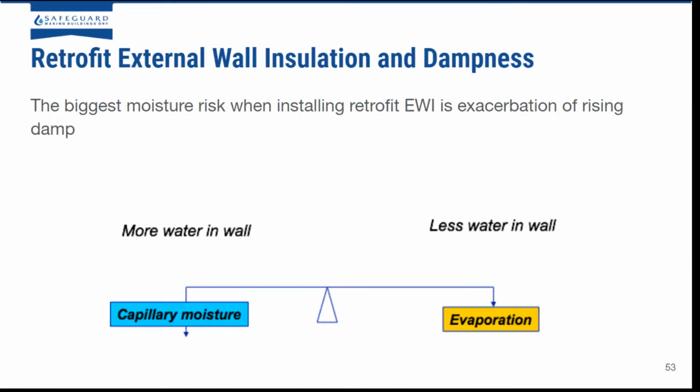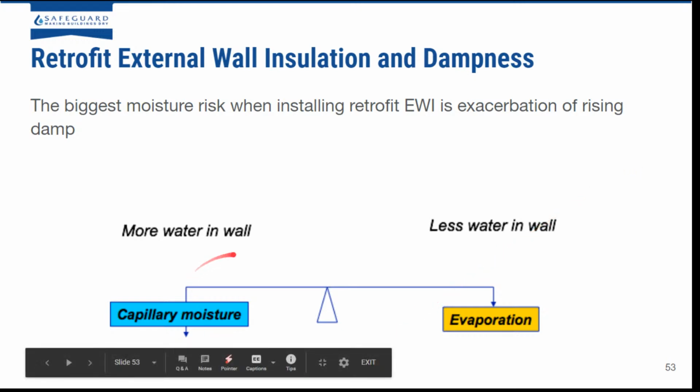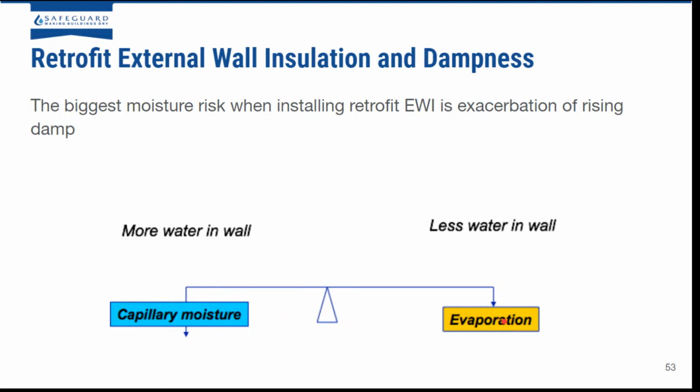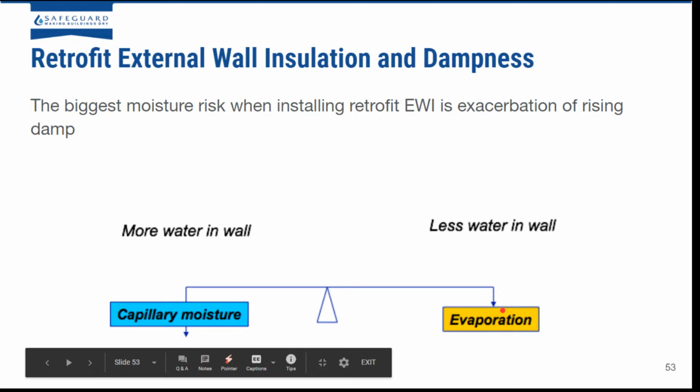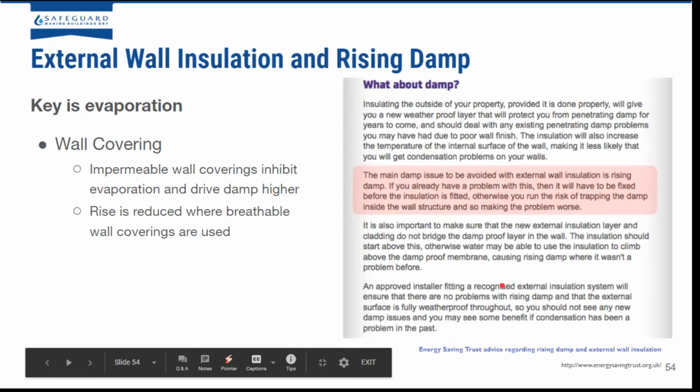Okay, I'll start with EWI. So the biggest moisture risk when installing retrofit EWI is exacerbation of rising damp. So if you think about that moisture balance where it's a play-off between capillary moisture from the ground and evaporation, by putting EWI on the external face of your wall, you're massively reducing evaporation.